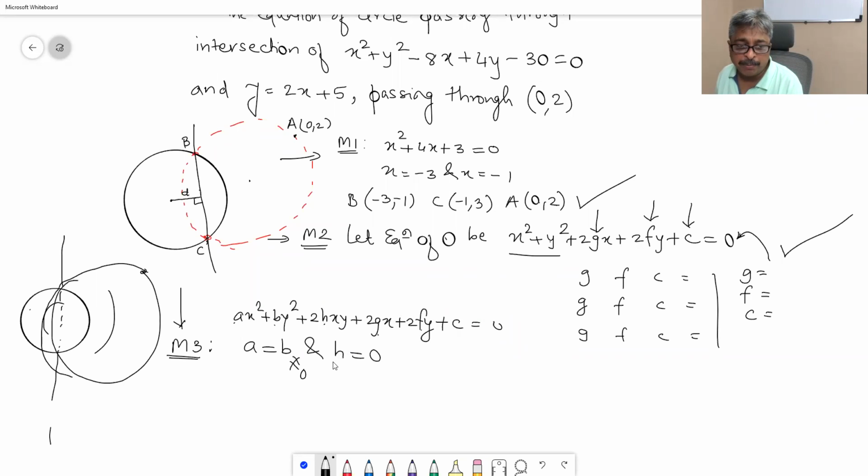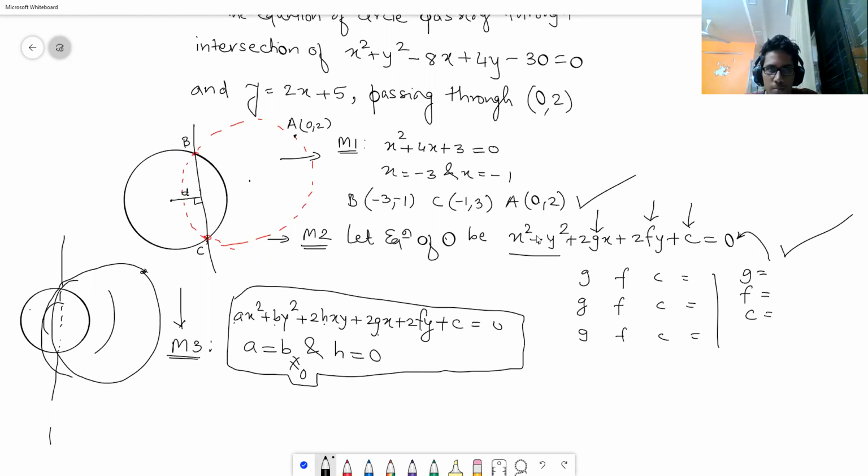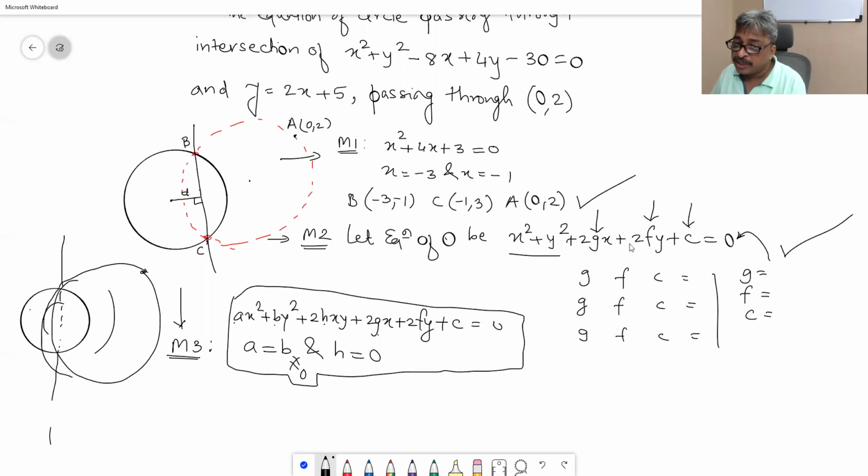There is no xy term because h is 0. And then we have something like this over there. So that is the characterization of the equation of a circle. Do you remember having said this? The equation of a circle will look like this always. And if any equation is looking like this, it is going to be a circle. Both ways it is true.